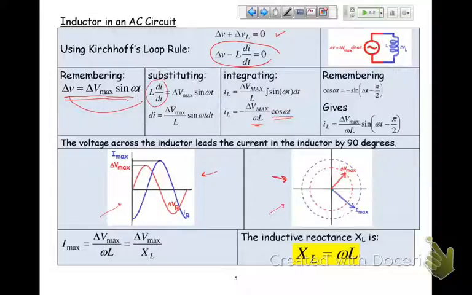Okay, so that's the right answer, but it's not in the form I want. So then, remembering, I don't know if you remember it, but cos omega t equals minus sine of omega t minus pi over 2. If not, just get comfortable with it. Substitute that in, so this is equal to Vmax over omega L sine of omega t minus pi by 2. I'm going to compare that with that.